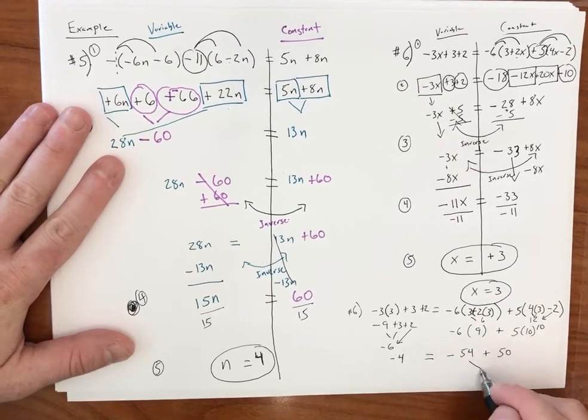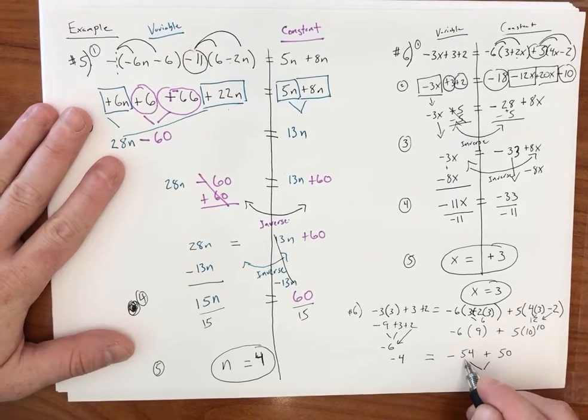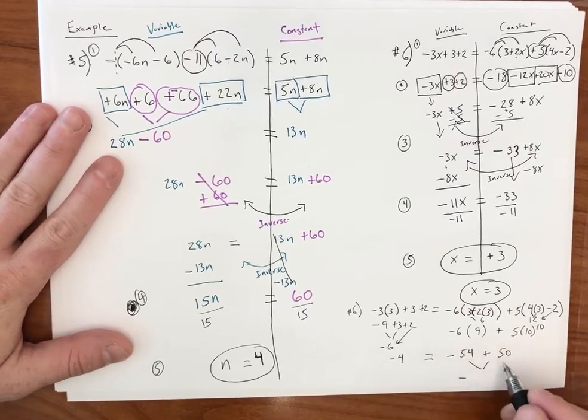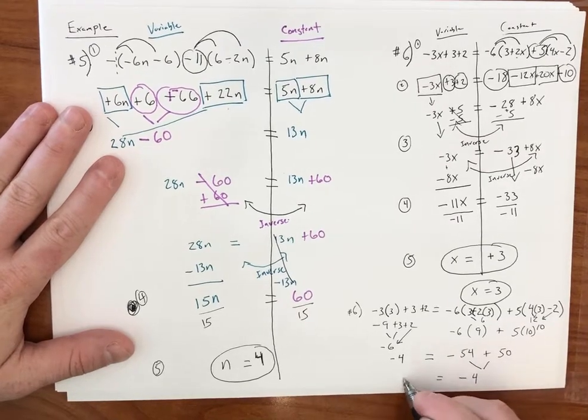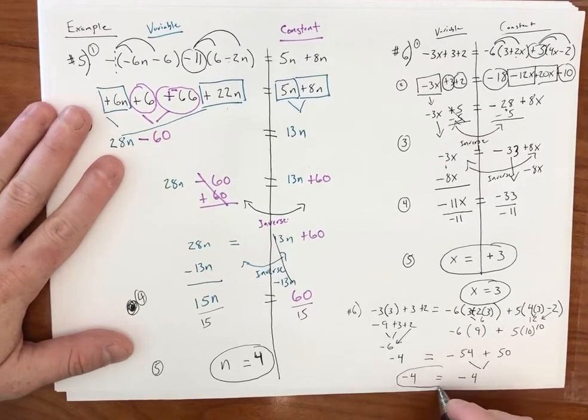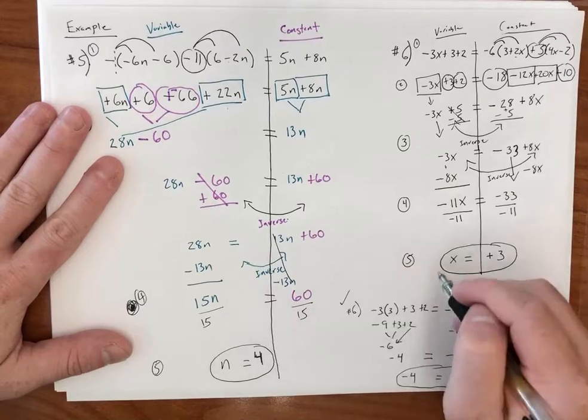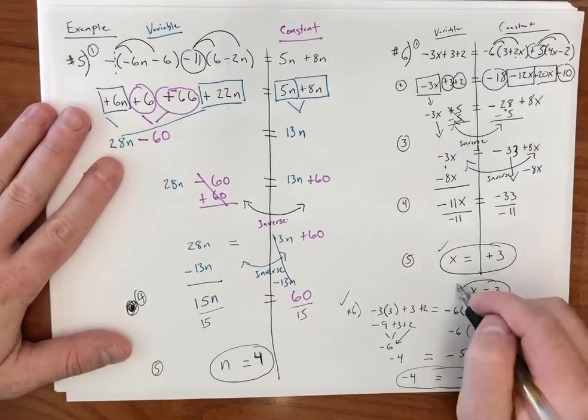Now I've got to do the math here. Negative 54, so I know my answer is going to be negative, and then I just do subtraction. 54 minus 50 gives me 4, so negative 4 equals negative 4. If that is what that comes out to be, then this is correct. So we just checked our answer.